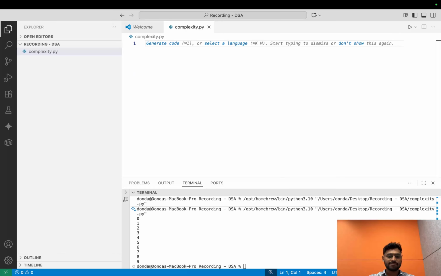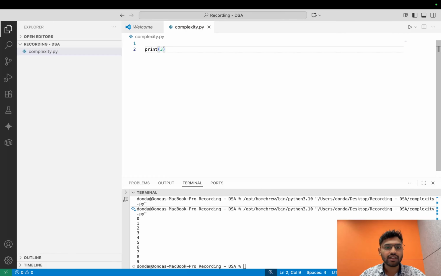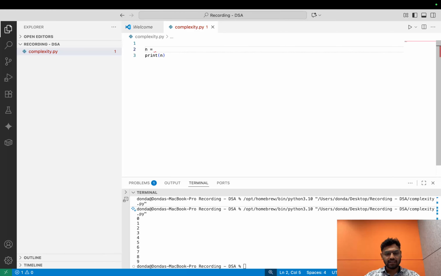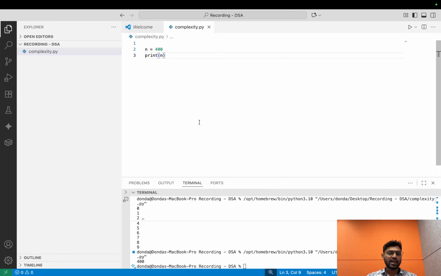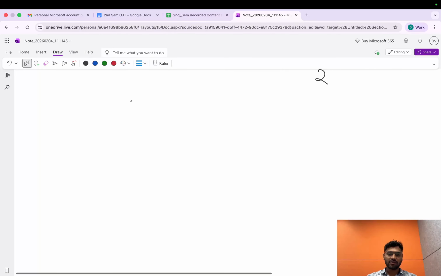Let's say I am printing 3. I'm just printing 3. What is the complexity of it? It is a single step, right? Or I am printing n. Here the input is n. N can be anything. N can be 4 or n can be 400. I'm printing n. How many times am I printing? One time. What is the time complexity? Time complexity is big O of 1, meaning constant time.